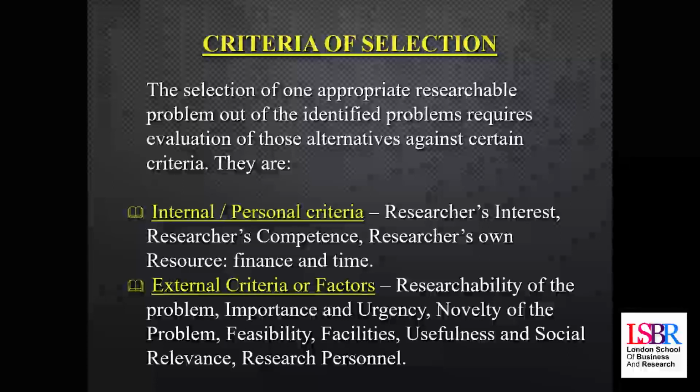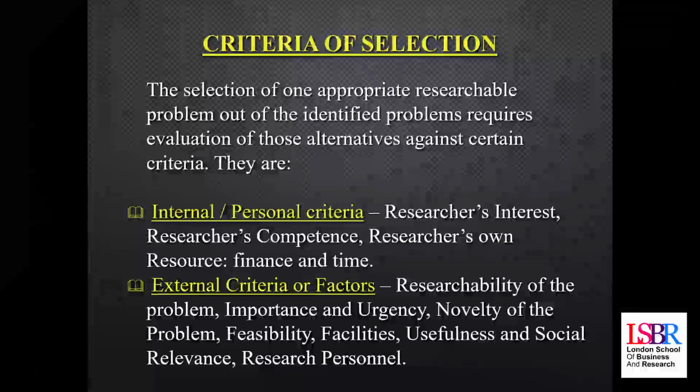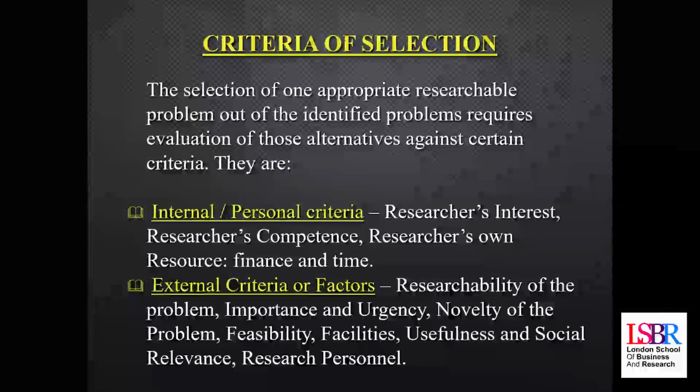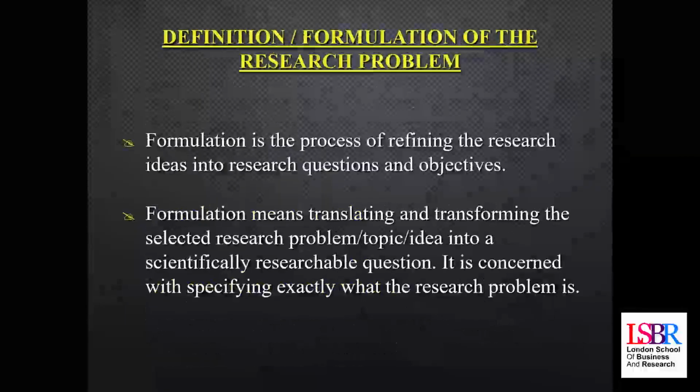The feasibility we've talked about already, the facilities, again, so what's available to you, the usefulness and the social relevance. So again, how useful is your research going to be? And finally, research personnel. Do you have access to the people? Do you have access to the resources required to carry out the research that you want to do?